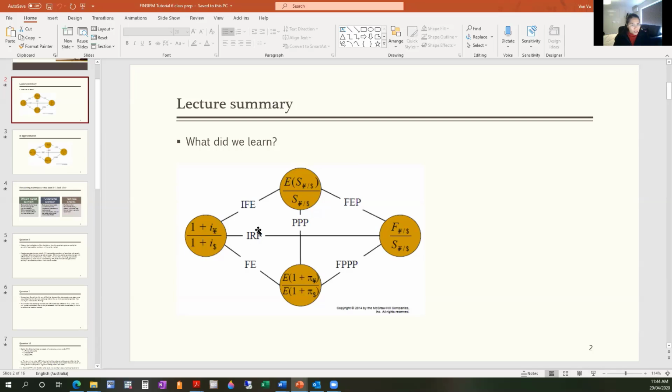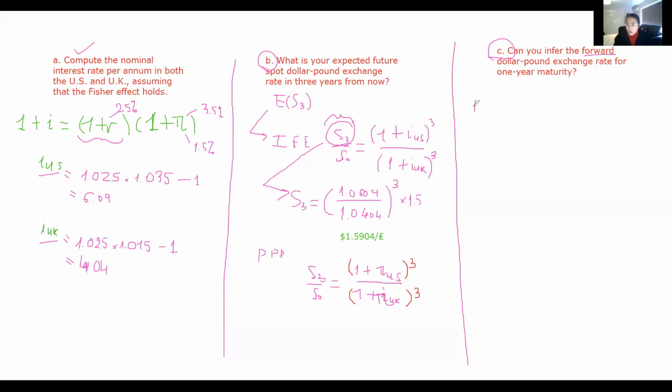So I can use the IRP because I've got the nominal interest rates from the question. I can also use the FPPP, the forward purchasing power parity, because I've got the inflation rate in the question. Thanks, guys. So in this case, I potentially have 2 different ways to compute the forward rate. I could use the IRP. So S1 divided by S0 equals 1 plus I US divided by 1 plus I UK.